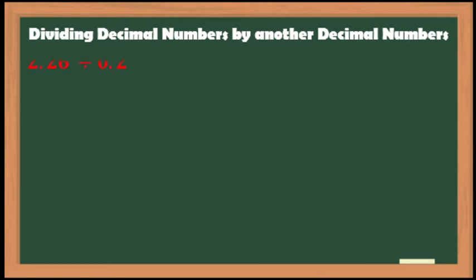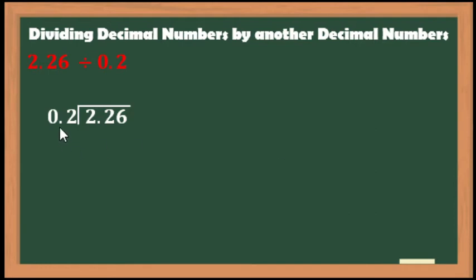Let us have this example. We have 2 and 26 hundredths divided by 2 tenths, where 2 and 26 hundredths is our dividend and 2 tenths is our divisor. We can write this division sentence in another way using the long division method. As you see, our dividend 2 and 26 hundredths is inside while our divisor 2 tenths is outside.